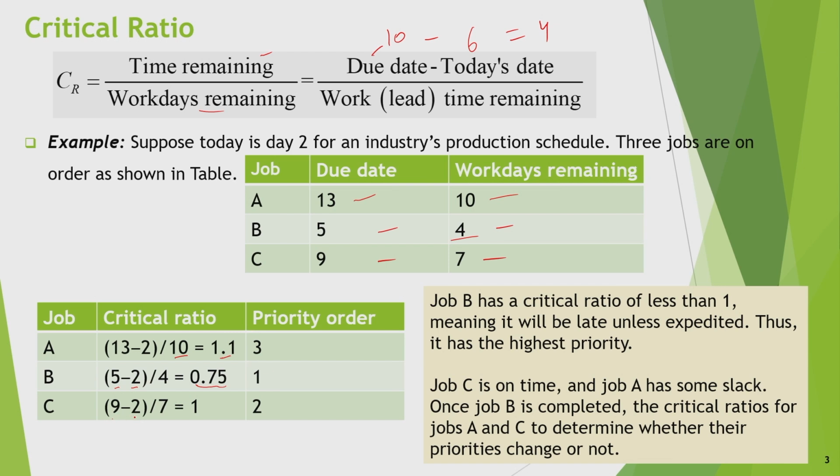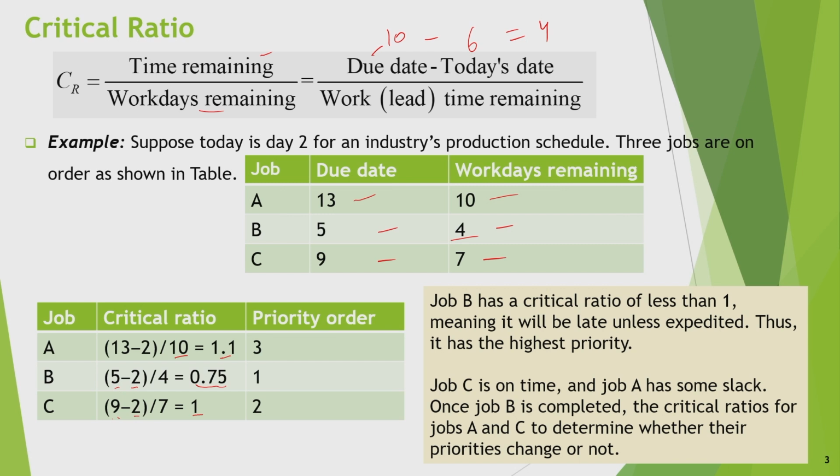So 9 minus 2, due date is 9, today is 2. So work remaining is 7, it takes 7 days of work. So 7 by 7 is 1. So you see that the critical ratio is 1 here, it is 0.75 here, it is 1.1. So B is basically having a critical ratio of 0.75. That means B is basically behind the schedule. Okay, that means it is very critical. A has got some slackness, okay, we can be relaxed, and C is exactly on schedule.